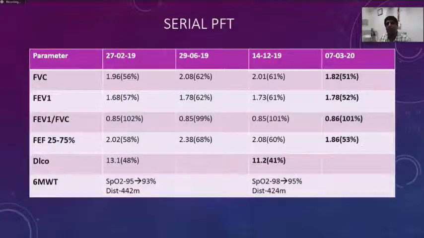And if you see the serial PFT, this is a nutshell to sum up all the changes which have happened in the last 1 year. At least every 3 to 4 months we do this sort of a PFT to closely track the lung functioning capacities. At the start we had 56% FVC, more or less in the same region. At the end of March recently we got 51%, and at the same time DLCO, which was initially 48%, slightly dropped to 41% in December 2019. And 6-minute walk test, not much of a change.